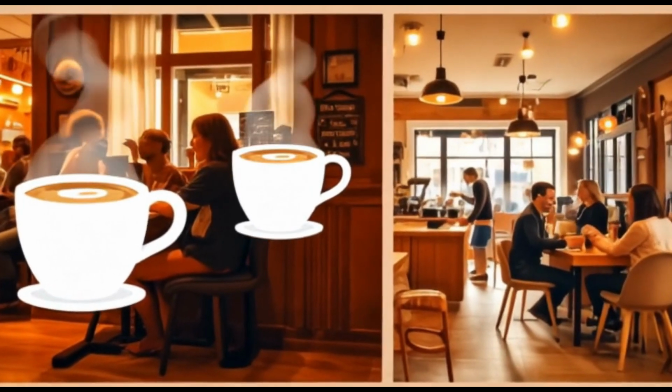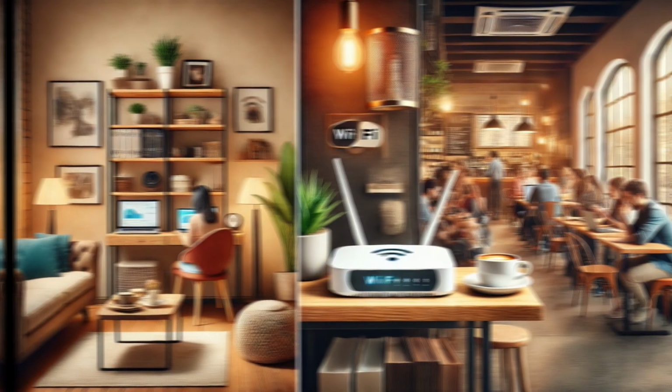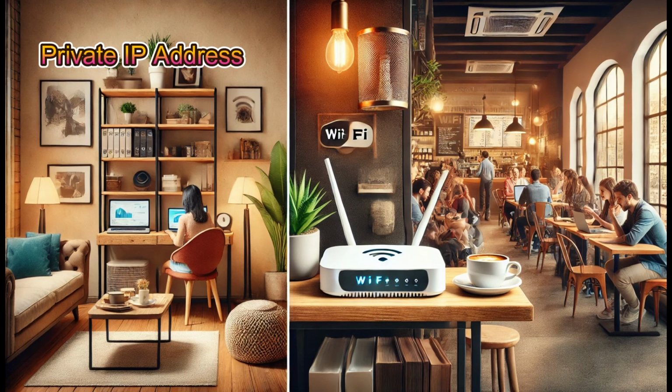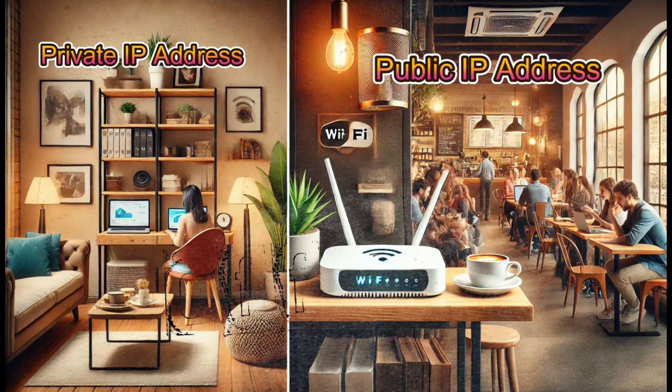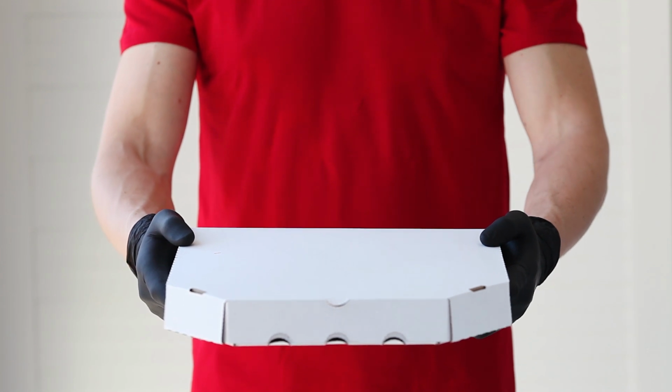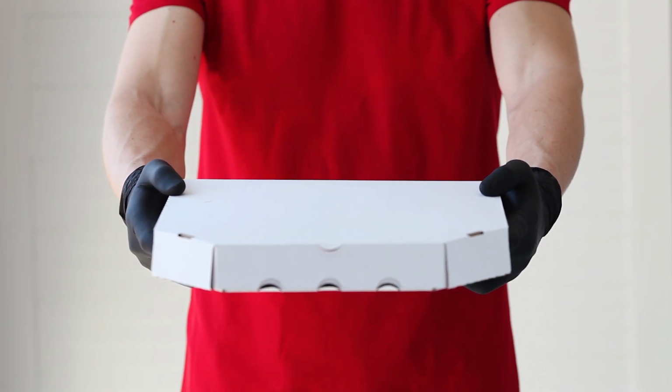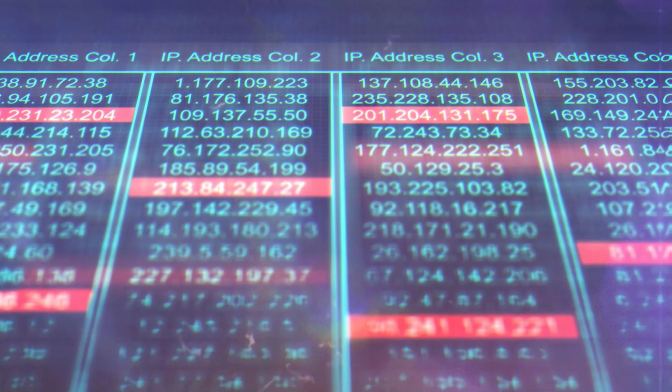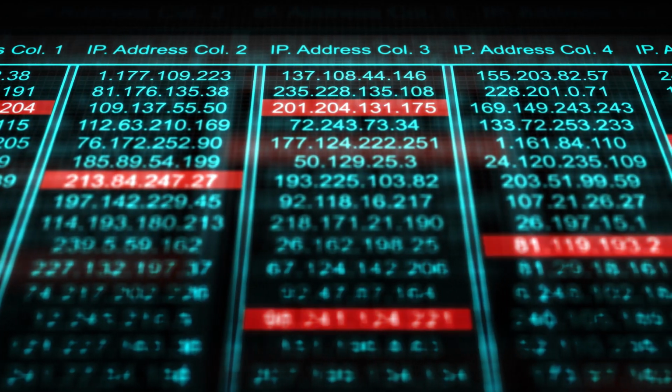Devices on the same network, like your home Wi-Fi, typically use private IP addresses, while public IP addresses connect to the internet. Just take an example of ordering some pizza online. You provide your address so it gets delivered to your house. An IP address works the same way. It tells the internet where your device is located.